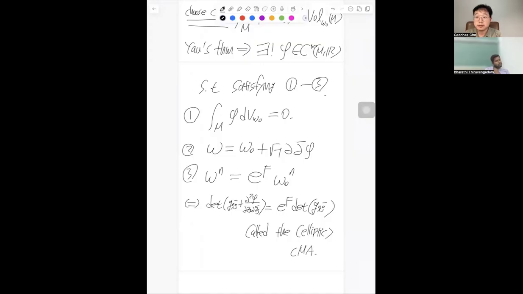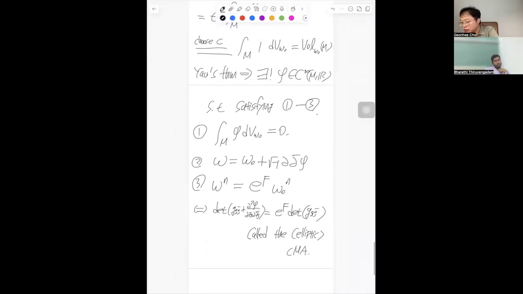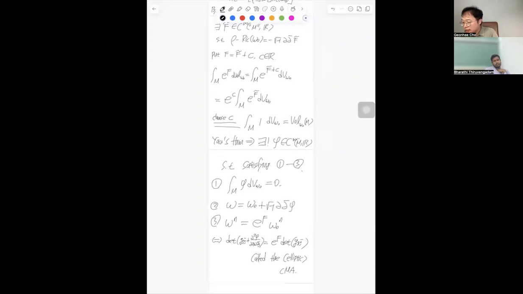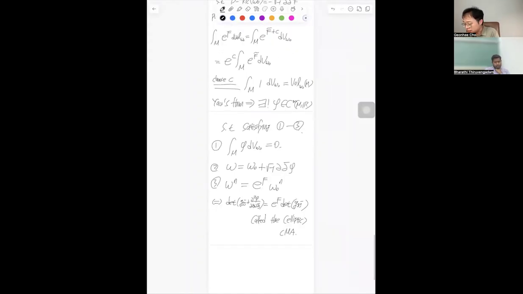And also there's a version of the parabolic one by introducing the time parameter t, that's the Kähler-Ricci rule. So Yau's theorem tells that you can find the unique smooth function phi satisfying these three conditions. Then you might wonder why this is sufficient and actually necessary. So the reason is, let's just try to see, need to check.